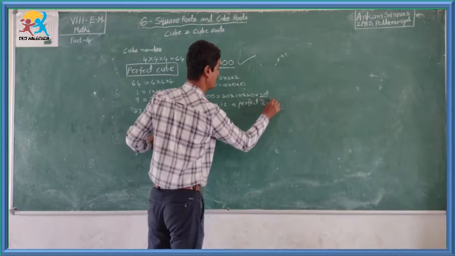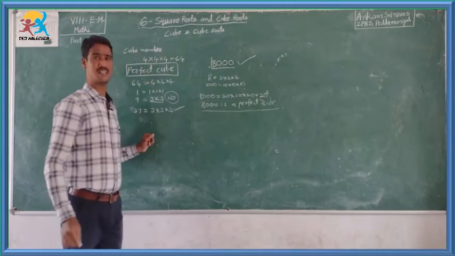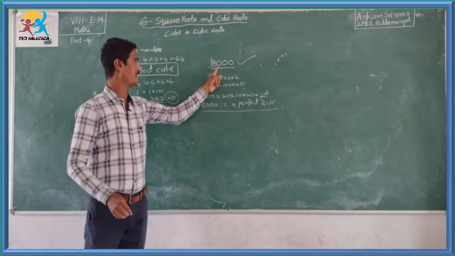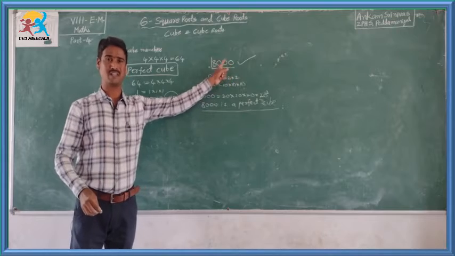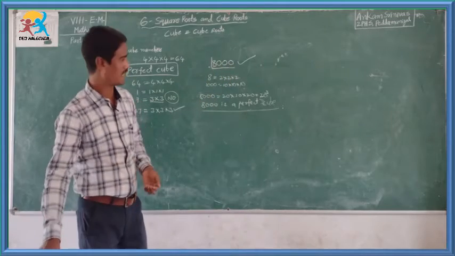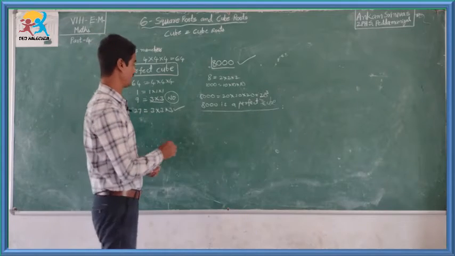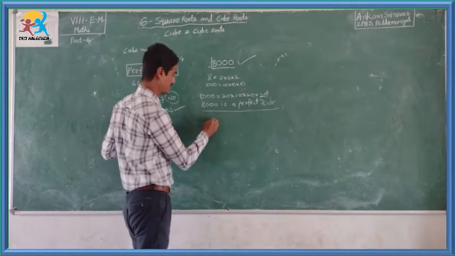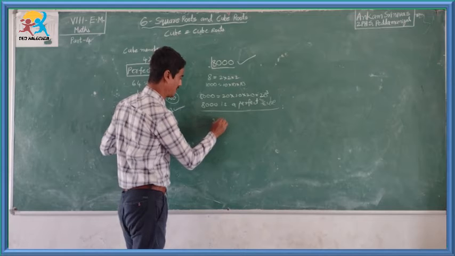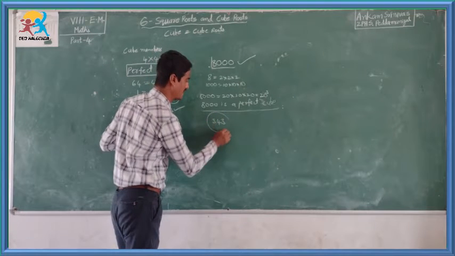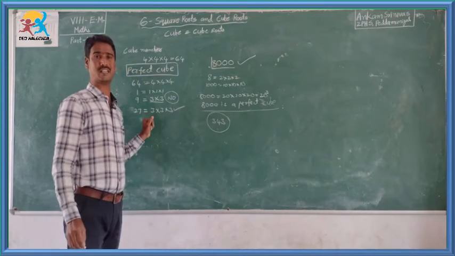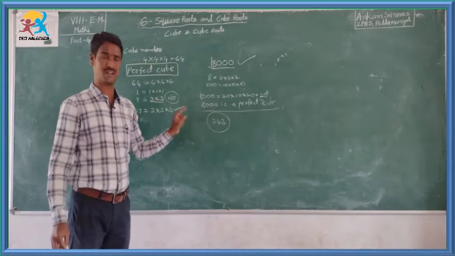Perfect cube. Do you understand, children? Suppose the zeros are given, then we simply do this problem. If not given, we have to follow the prime factorization method. Suppose 343. Check whether 343 is a perfect cube or not.